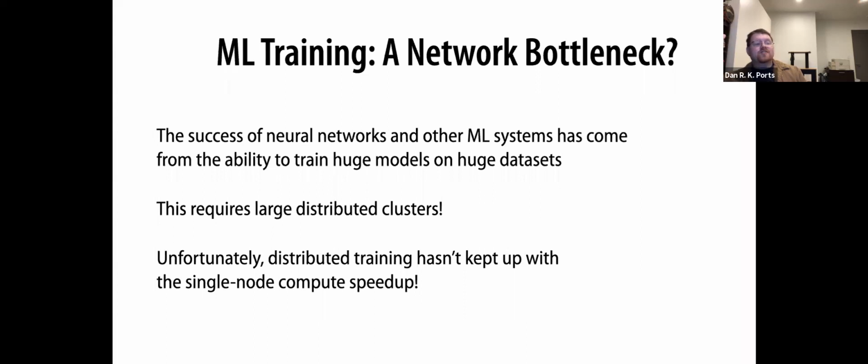It requires large distributed clusters running with millions of compute hours. Building these complicated models can really be a significant capital investment, costing millions or tens of millions of dollars. So there's a huge incentive to make this efficient. One of the things we've seen is that distributed training hasn't kept up with single node compute performance. So that might be a sort of surprising thing to say, right? That ML training can be a distributed systems problem.